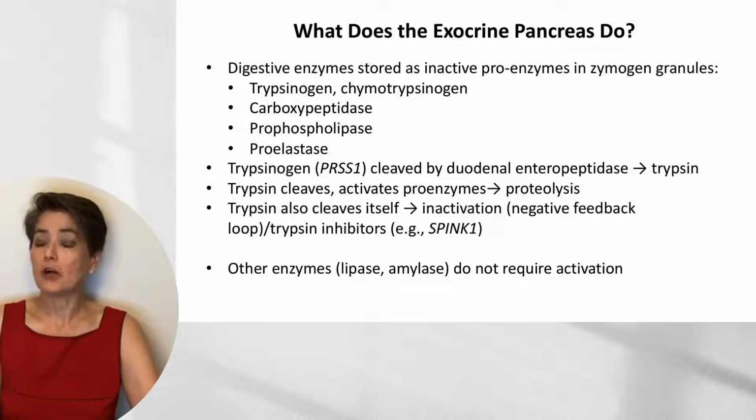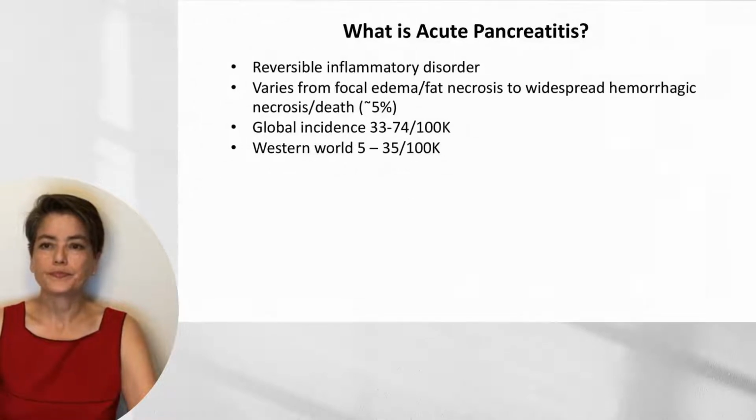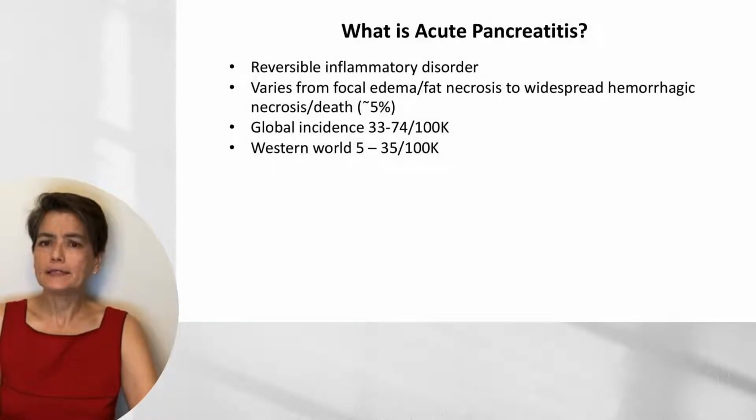And trypsin actually also cleaves itself so that it can inactivate itself as a negative feedback loop. There are also trypsin inhibitors such as SPINK1, and this will become relevant a little bit later in this video. There are other enzymes necessary for digestion, such as lipase and amylase, that are made in the pancreas that do not require activation.